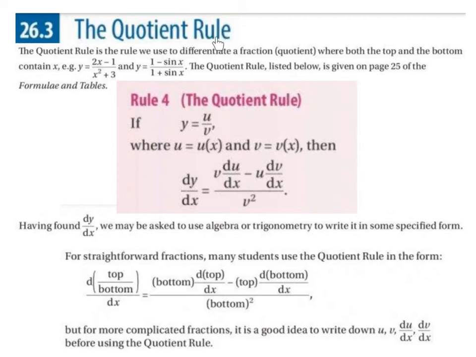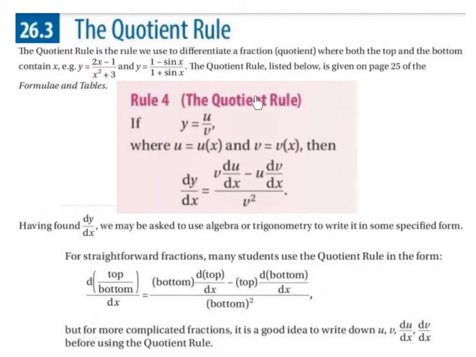The quotient rule. The quotient rule is the rule we use to differentiate a fraction or quotient where both the top and the bottom contain x. For example, y equals 2x minus 1 divided by x squared plus 3, and y equals 1 minus sine x divided by 1 plus sine x. The quotient rule listed below is given on page 25 of the formulae and tables.